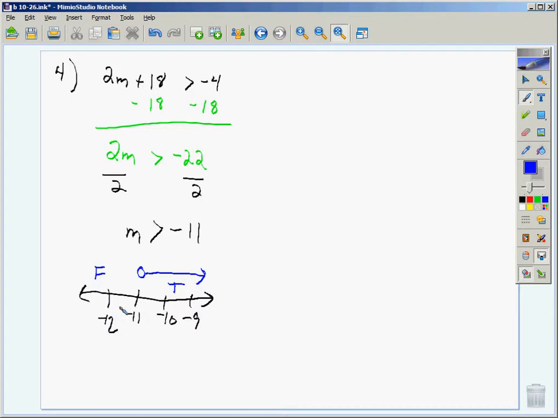It said M is a negative 12. That's on the false side. I wouldn't circle it. It says M equals a negative 11. Was a negative 11 a filled-in circle? No, it was open. That's also false. It says M equals a negative 10. That's on the true side of the line. That's why the only one we circled was M equals a negative 10.